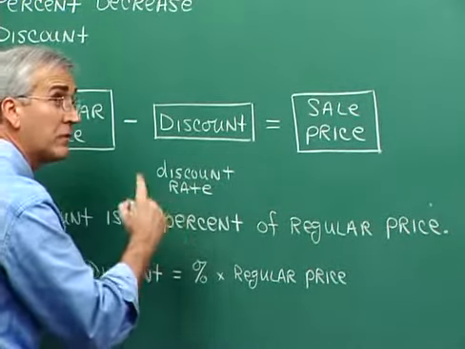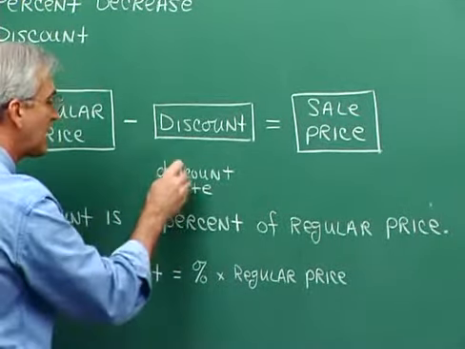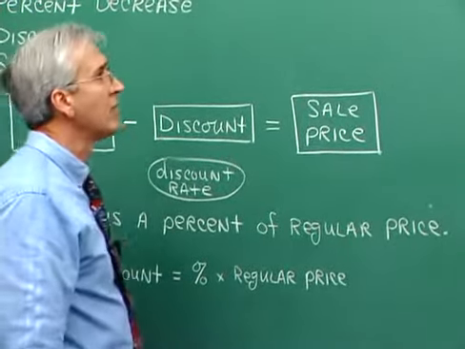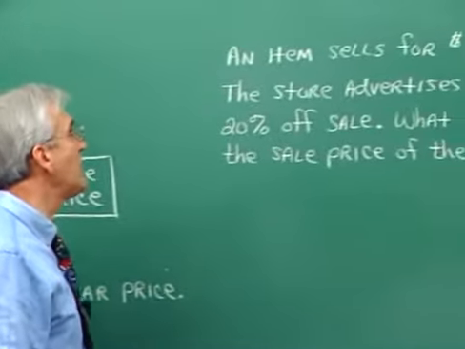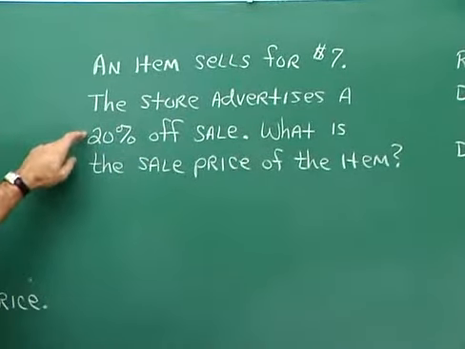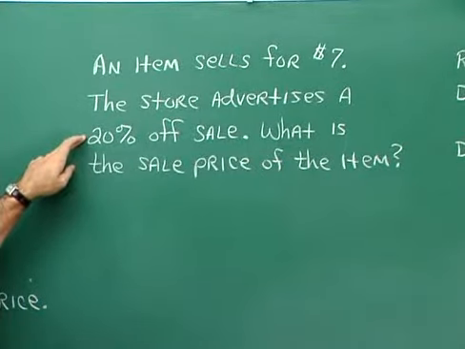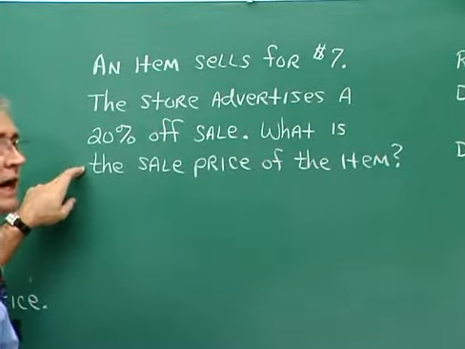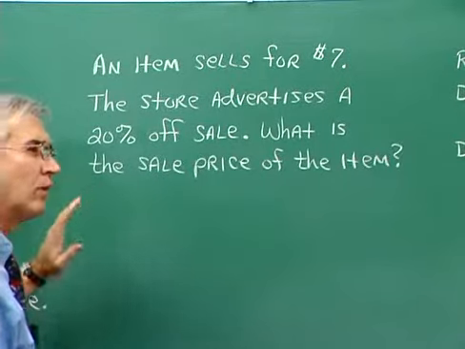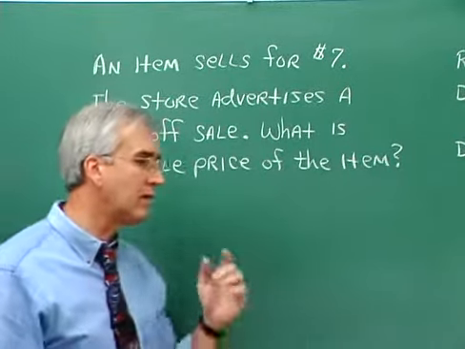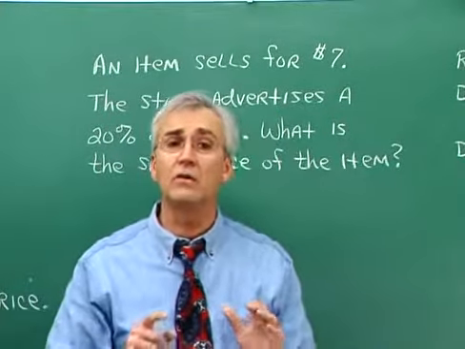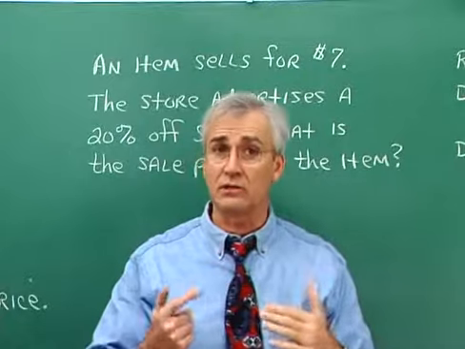Remember with markup, it was markup rate. Well, here we're talking about discount, and the percent here is called the discount rate. Let's consider a problem. Suppose we have an item that's selling for $7 and the store advertises a 20% off sale. What is the sale price of the item? We want to know the sale price of the item. Well, we really have two things to calculate here. We need to calculate the amount of the discount, and then we need to calculate the sale price.